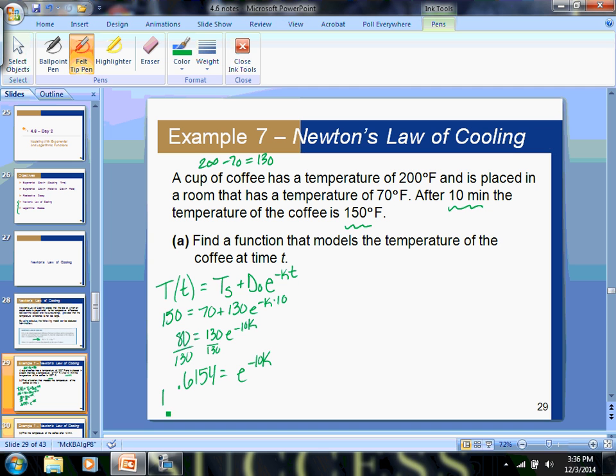Now I'm going to take the natural log of both sides. When I do that, that's going to cancel out the e. So now I have the natural log of 0.6154 is equal to negative 10k. Now I can divide by negative 10. On my calculator, I do the natural log of 0.6154, get an answer, then divide by negative 10. So my constant is going to be 0.04855.